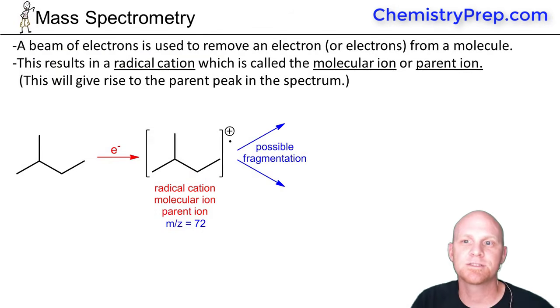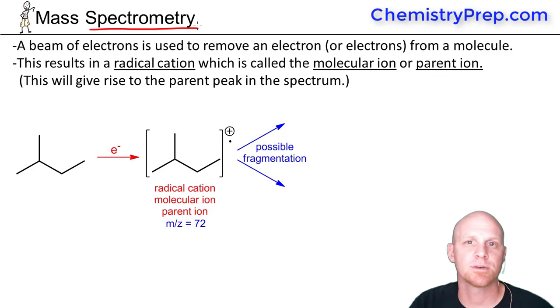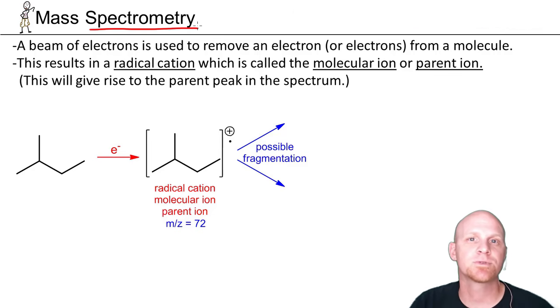So let's take a look at mass spectrometry here. And you'll notice we're using the word spectrometry, not spectroscopy. As mentioned earlier, spectroscopy is reserved for probing a molecule with light, with electromagnetic radiation. And that's not what we're doing here with mass spectrometry. We're actually going to look at a molecule with a beam of electrons. We're going to hit it with a high intensity beam of electrons here.